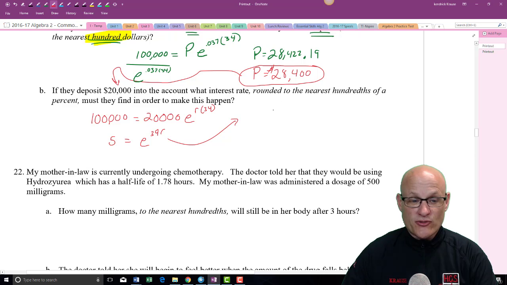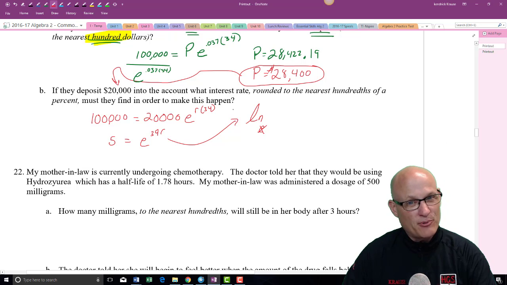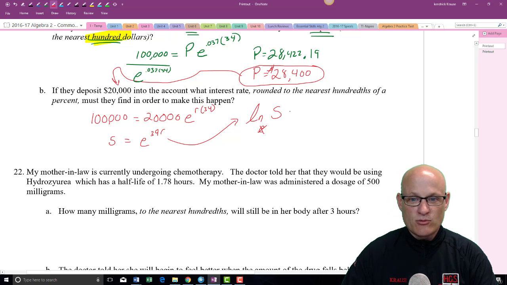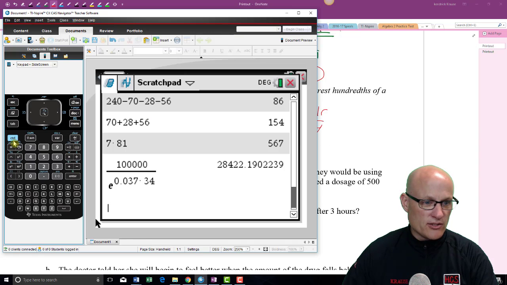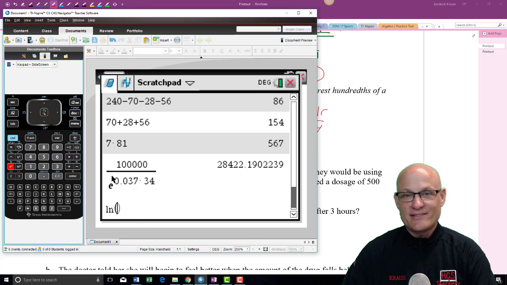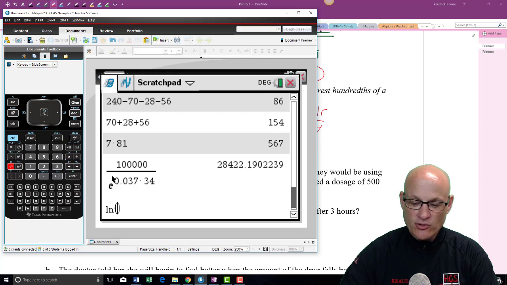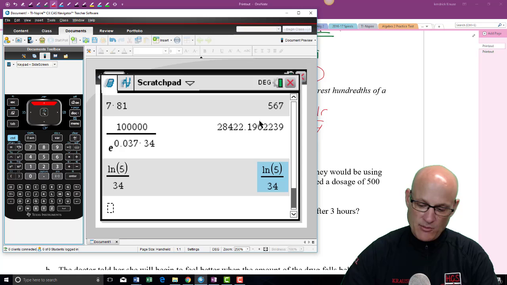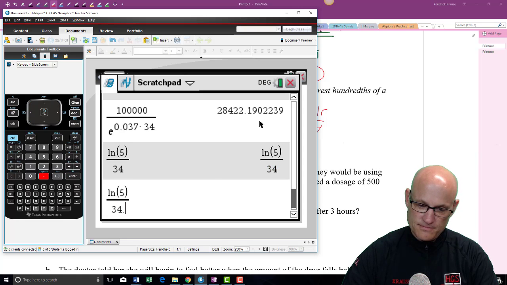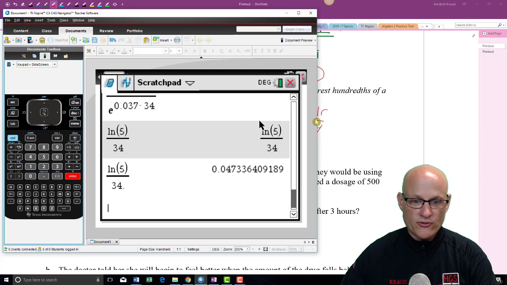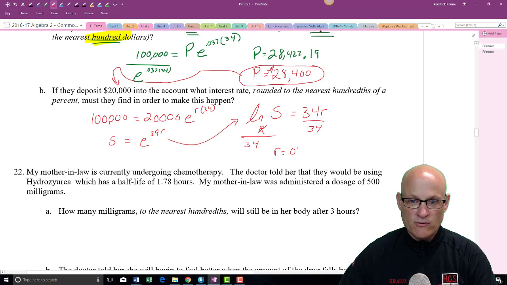Anytime you have an exponential and you want to solve it, you have to use logs. In this case, you have to use the natural log, base e, because you can't put e in. Natural log of 5 is equal to 34r. Then divide by 34. Notice when I put natural log in, there's no place to put a base because it's understood that it's e. So natural log of 5 divided by 34. Oops, I hate when the calculator does that. And you get 0.047. I'm going to write it down. R equals 0.047336.